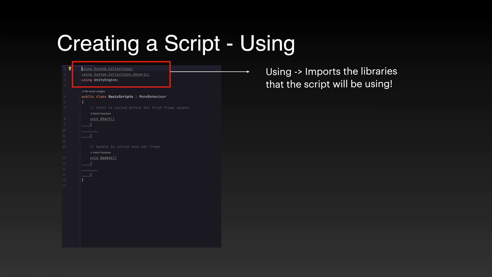Once you open Unity, create a project and a scene, you can start creating your first script. Once you name your script, you will open a brand new one. This is the default, without any code implemented. On top, you will see using. What does using mean? Using imports the libraries that the script will be using.